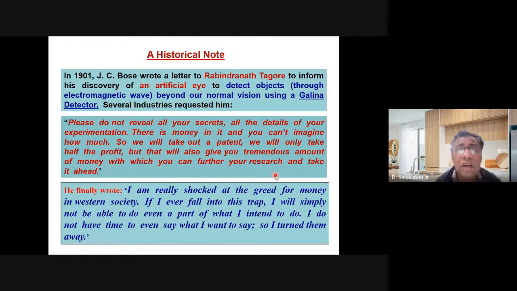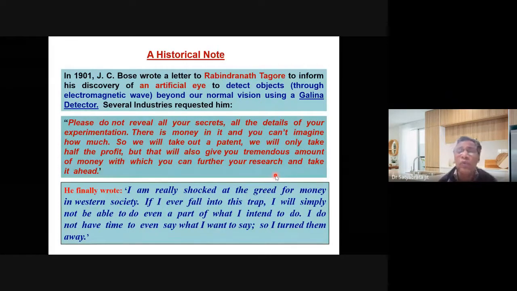What they told him is, whatever you have discovered, don't reveal your discovery to others. You are demonstrating here and there, but please don't elaborate these things to others, or your experimental details. It is a huge discovery. You can earn a lot of profit out of these things if we file a patent. We will file the patent on your behalf, and half of that money we will take, and half we will give you, and this amount will be a huge amount that you can't even imagine.